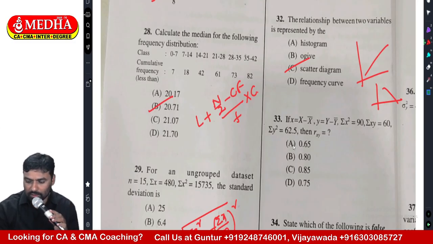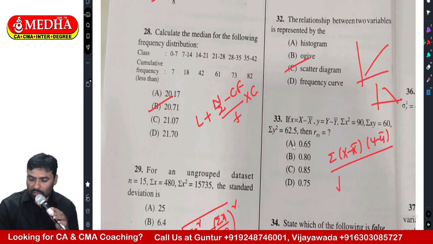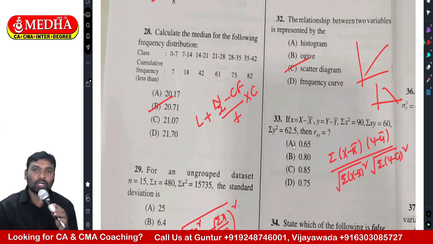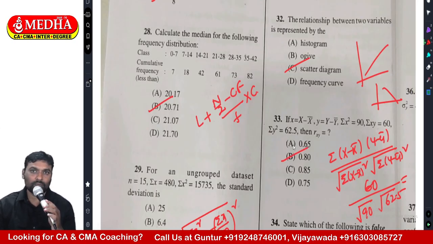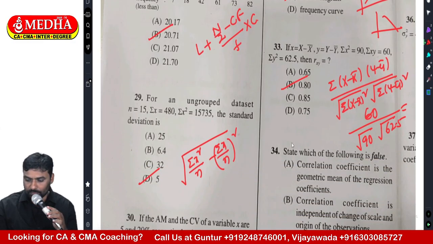That formula is summation of x minus x bar into y minus y bar divided by root over summation x minus x bar whole square into root over summation y minus y bar whole square. So here the numerator is 60, the denominator is root 90 into root 62.5. If you simplify this, then we get the R value as 0.80. Then the correct option is B.